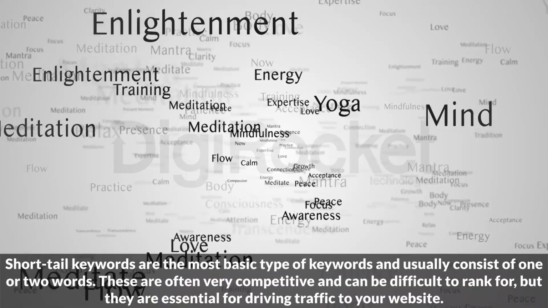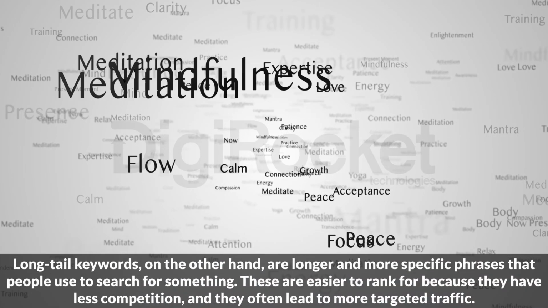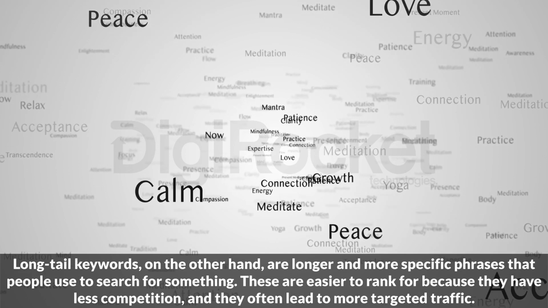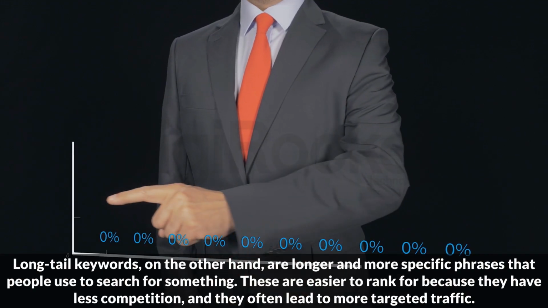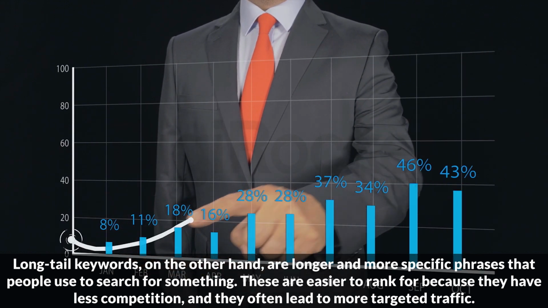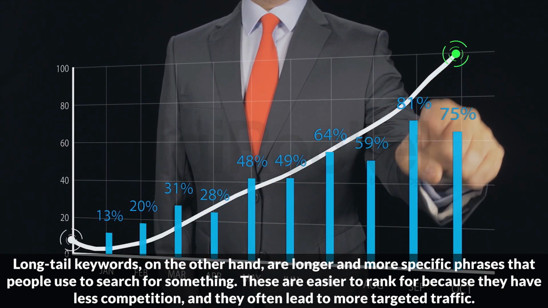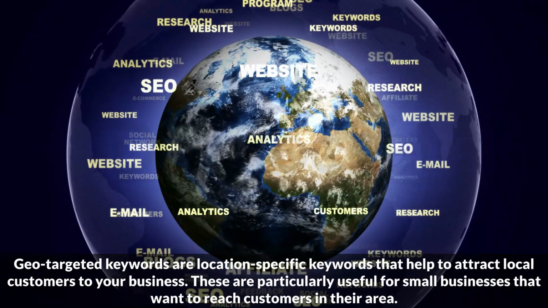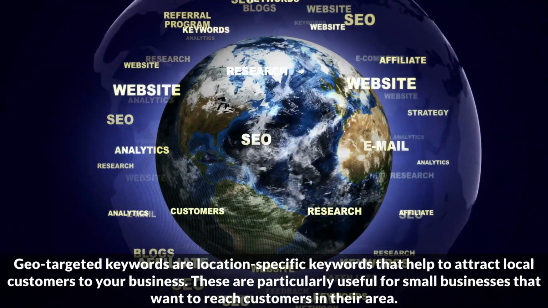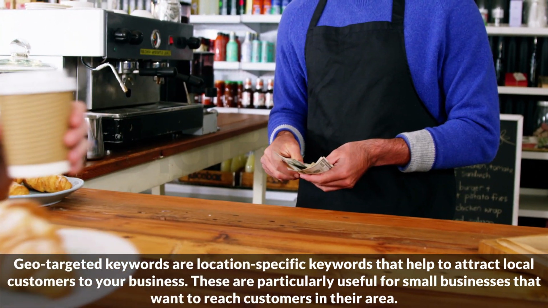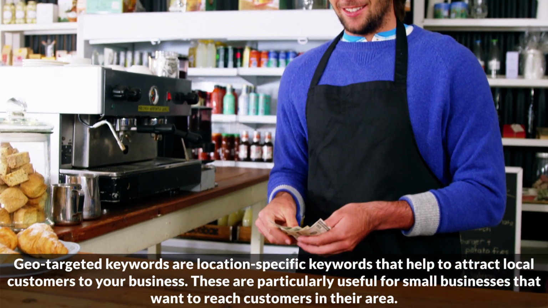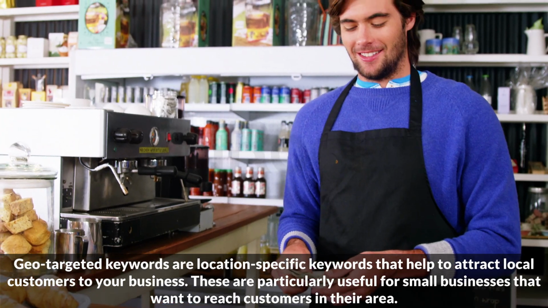Long-tail keywords, on the other hand, are longer and more specific phrases that people use to search for something. These are easier to rank for because they have less competition, and they often lead to more targeted traffic. Geo-targeted keywords are location-specific keywords that help to attract local customers to your business. These are particularly useful for small businesses that want to reach customers in their area.